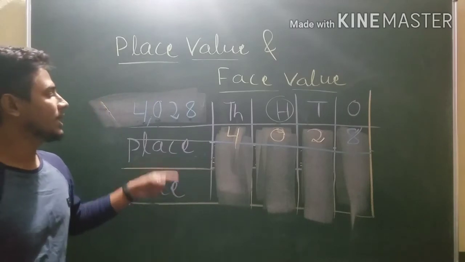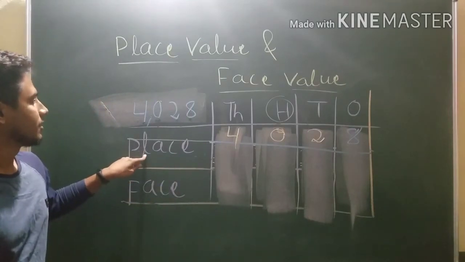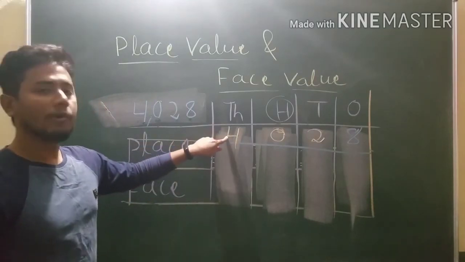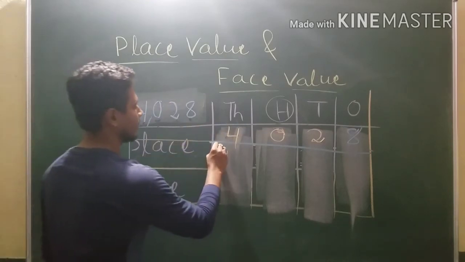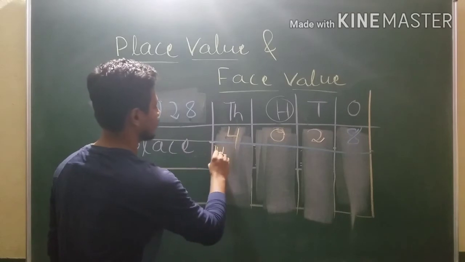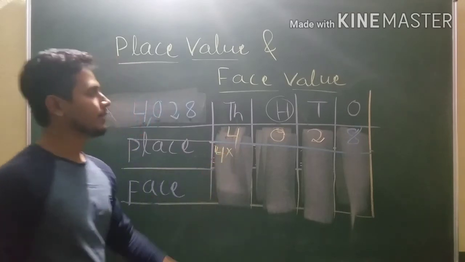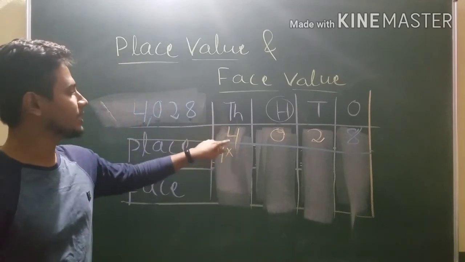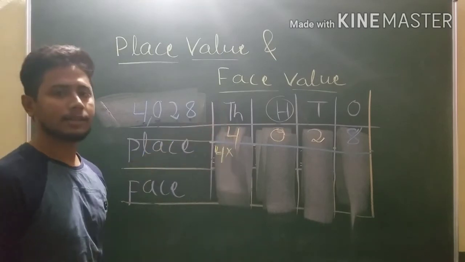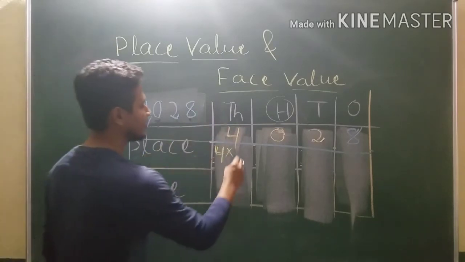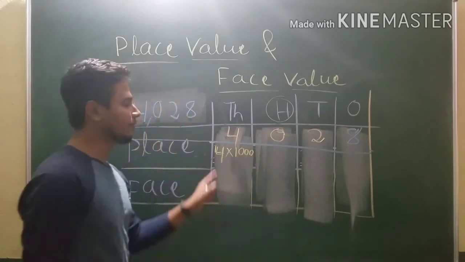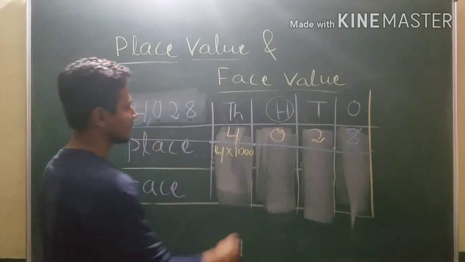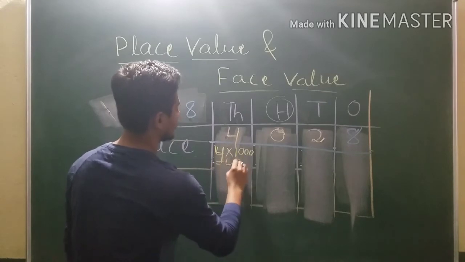Now come to place value. So 4 is present in thousand place. So first you write 4. Then you multiply with the place value. Where is the 4 placed? 4 is placed in thousand place. So multiply with 1000. Then 4 into 1000 equal to 4000.